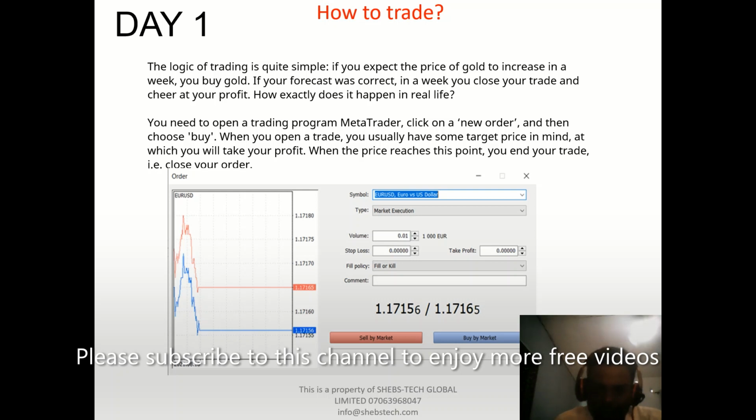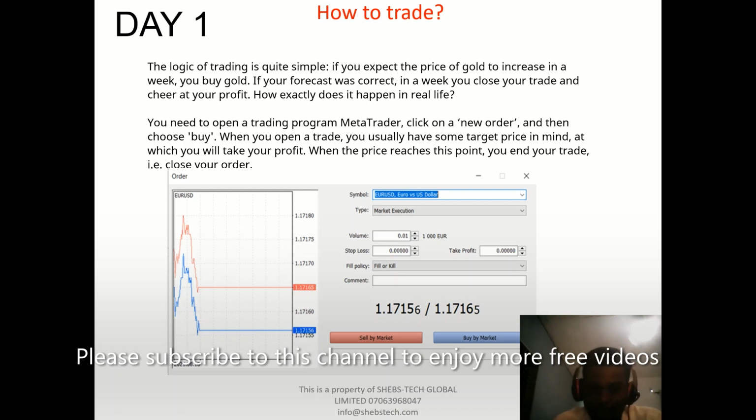Now, how to trade? The logic of trading is quite simple. If you expect the price of gold to increase in a week, you buy gold. If your forecast was correct, in a week you close your trade and take your profit. How exactly does it happen in real life? You need to open a trading program, MetaTrader, either MT4 or MT5. I encourage you to use MT5.